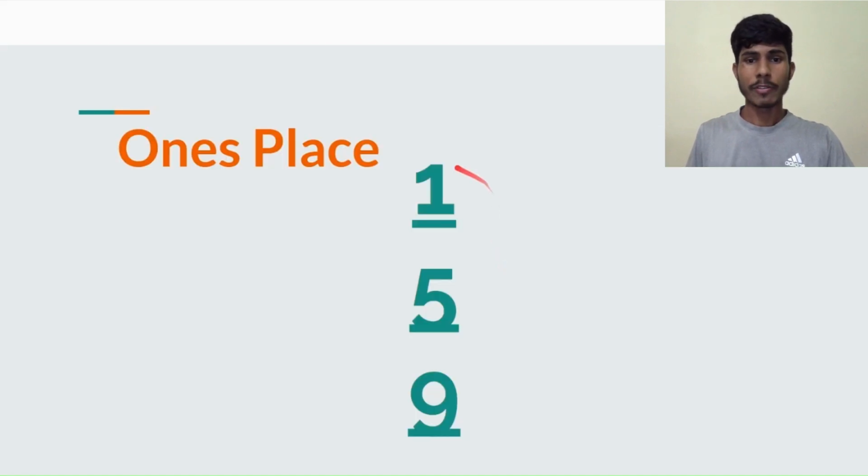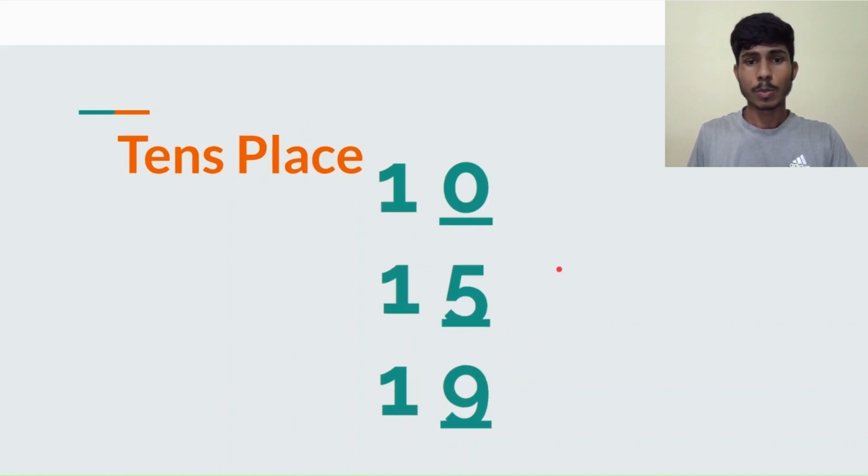Suppose you have a number 1 and it is having only one digit. So here the rightmost digit is 1, so it is said to be in ones place. Suppose you have another number 5. It is again having only one digit and the rightmost digit here is 5. So this 5 is said to be in ones place again. Suppose you have another number 9. Again it has only one digit, and the rightmost digit here is 9. So this 9 is said to be in ones place again.